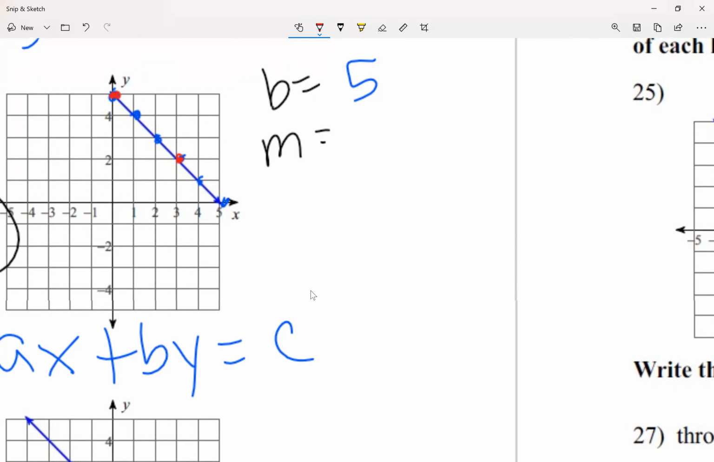So I'm going to travel from one point to the other. So it goes down 3. And then it goes to the right 3.